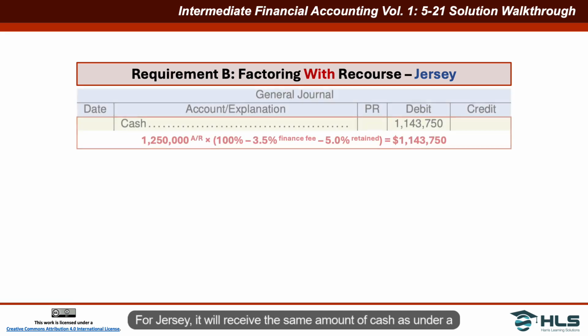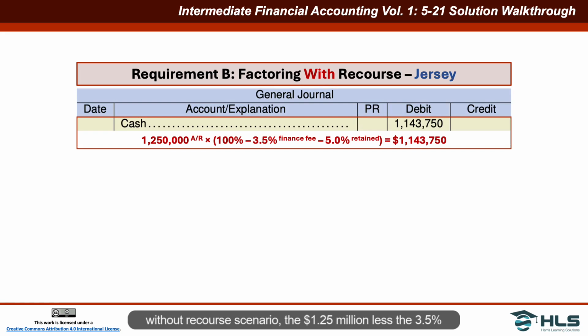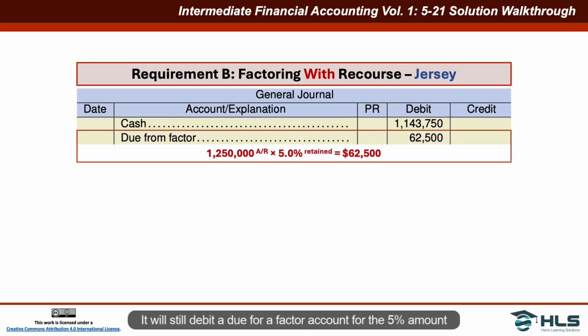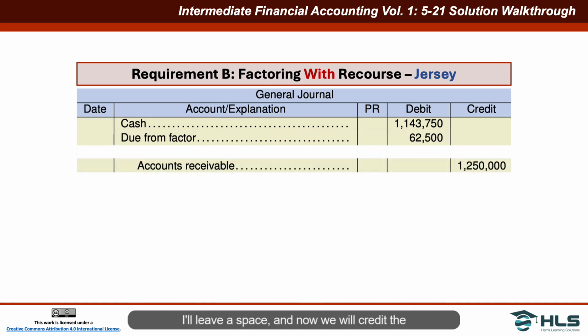For Jersey, it will receive the same amount of cash as under a without recourse scenario. So $1.25 million, less the 3.5% finance fee, less the 5% retention. It will still debit a due from factor account for the 5% amount retained of $62,500. I'll leave a space, and now we will credit the accounts receivable for $1,250,000.